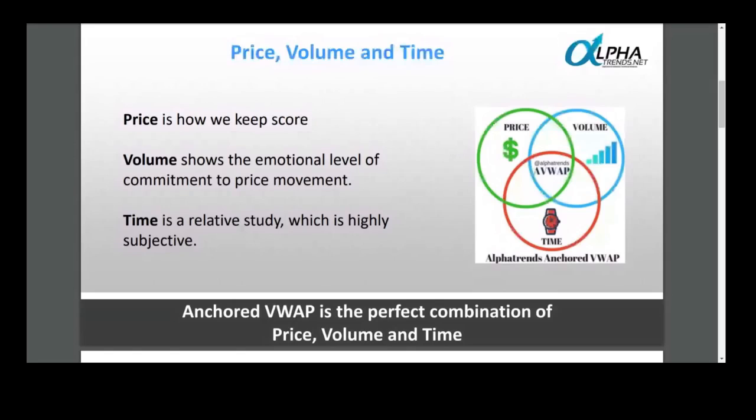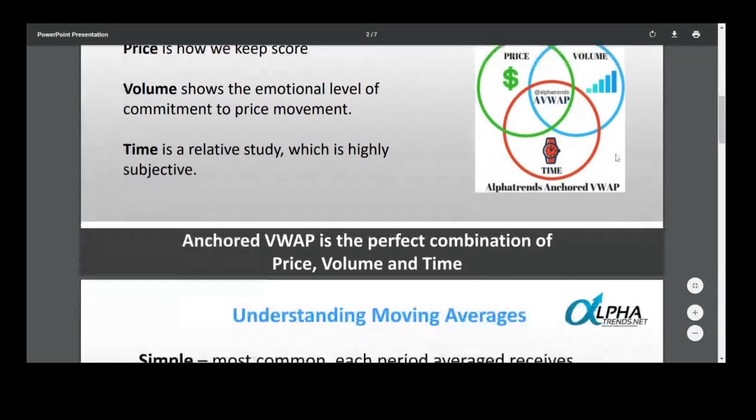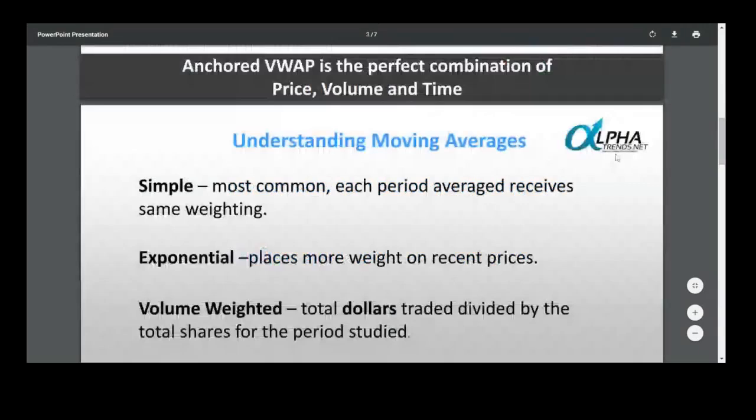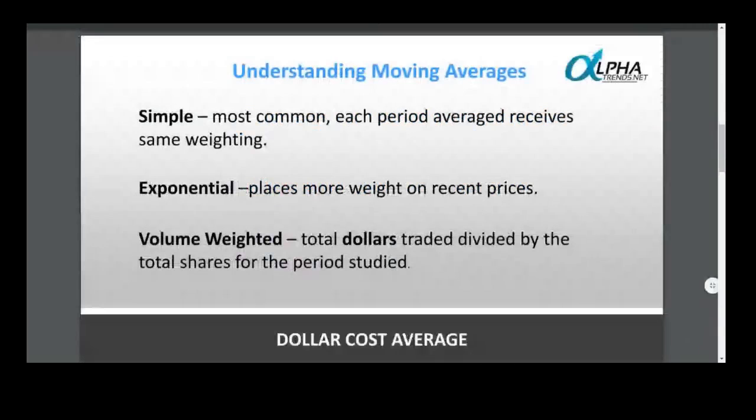What we're looking at in terms of anchoring a volume weighted average price, let me just touch on that for a moment. If you think about moving averages, the volume weighted average price is represented as a moving average. Most people are familiar with a simple moving average. You say you're looking at a 10-day moving average. We simply take the last 10 days, add up the price that it closed at, divide it by 10.